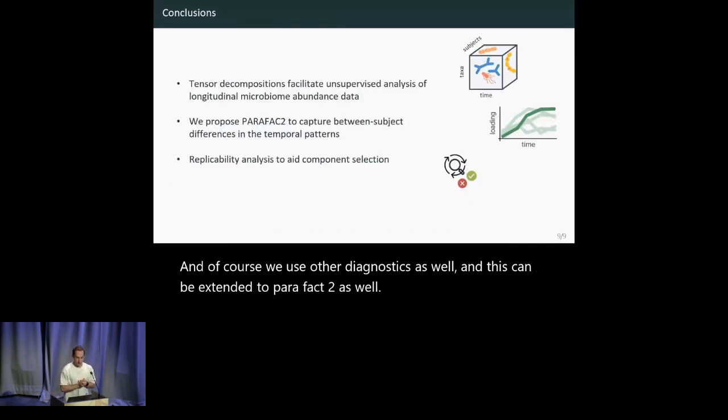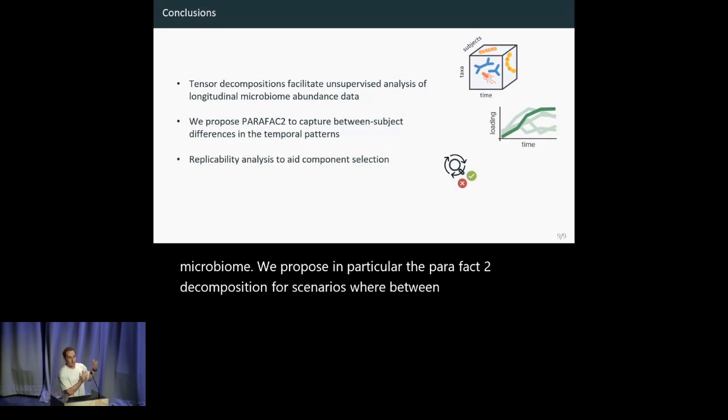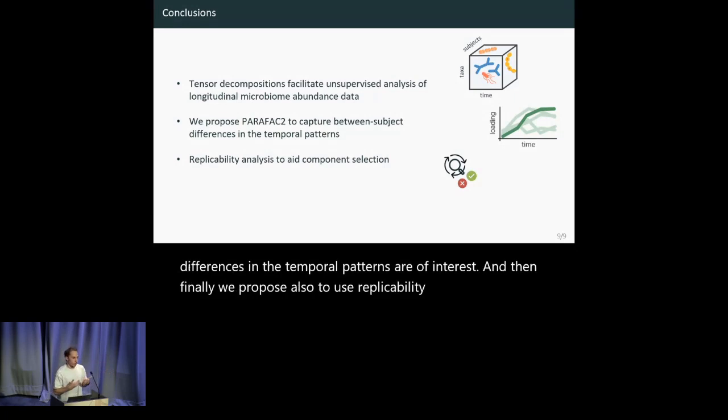Okay, to conclude, tensor decompositions explore longitudinal gut microbiome data. It's generic, not just gut microbiome. We propose in particular the ParaFac2 decomposition for scenarios where between-subject differences in the temporal patterns are of interest. And then finally, we propose also to use replicability analysis to inform the model selection process.